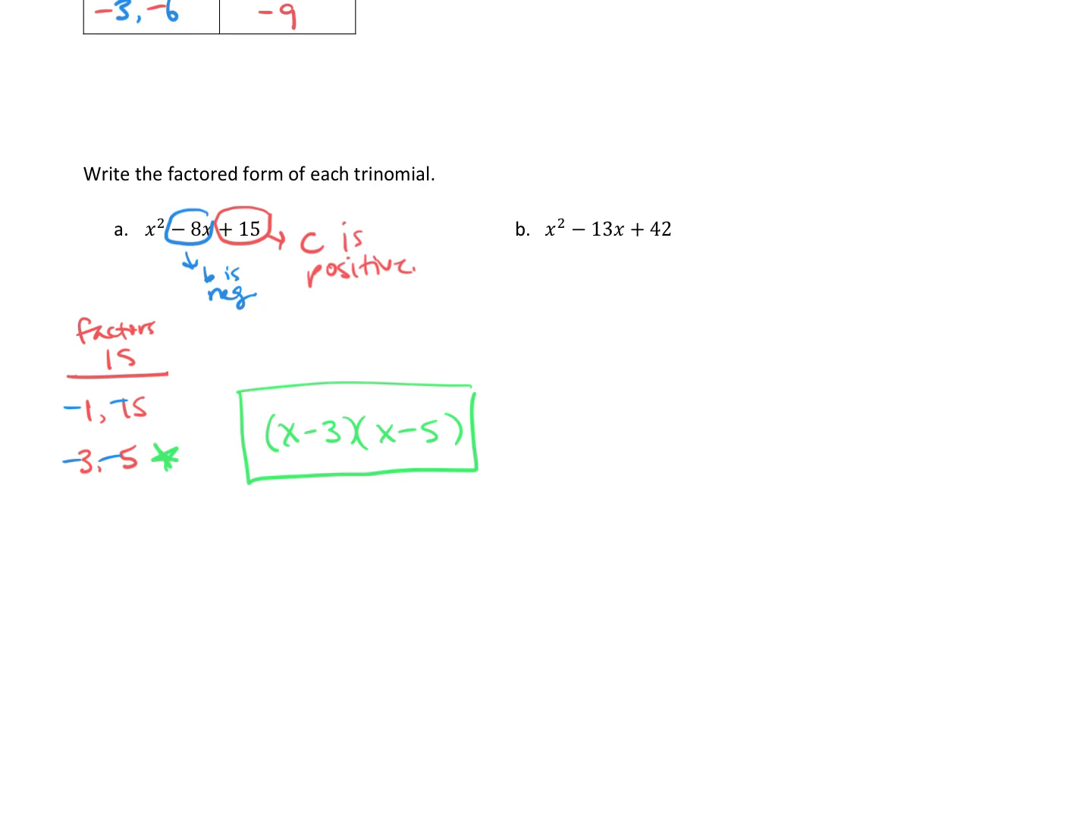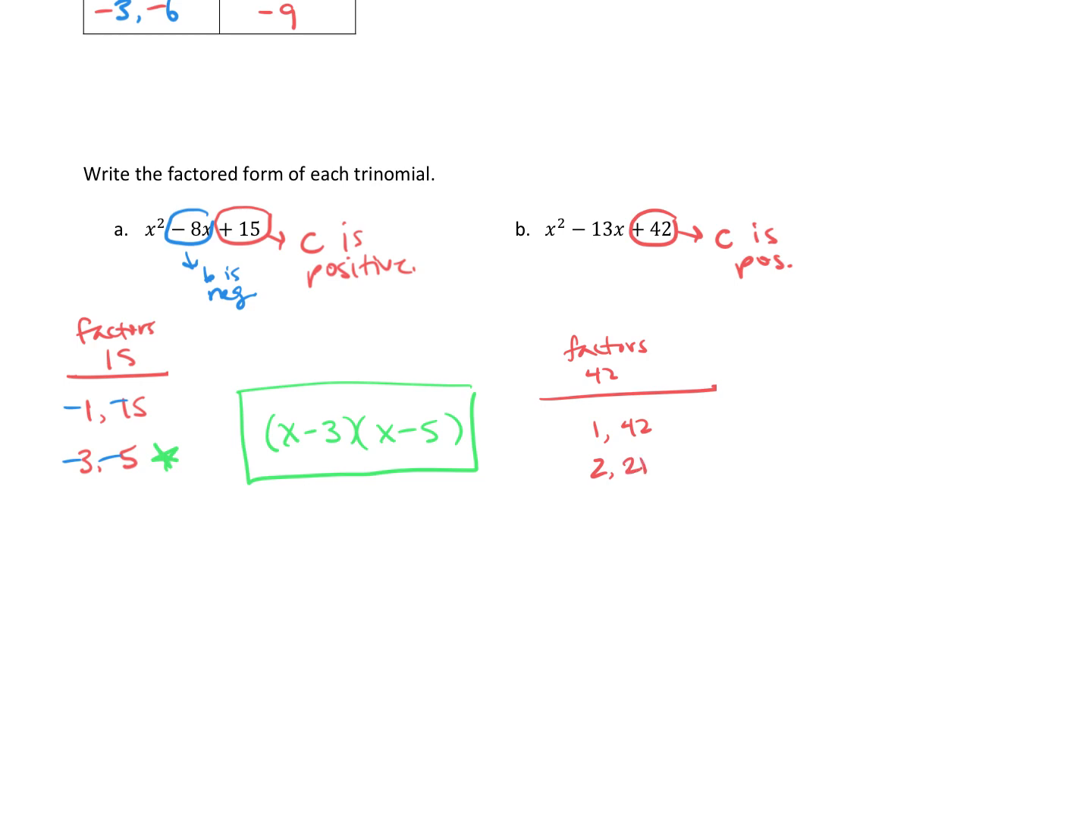All right, part B, x squared minus 13x plus 42. What are we going to look at first? Always start with your c value. Is it positive or negative? C is positive. Great. Let's list our factors of 42. Starting with 1 and 42, 2 is a factor with 21.